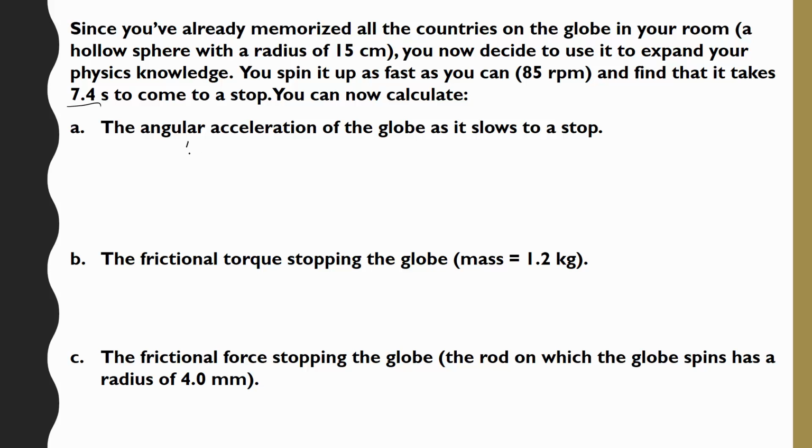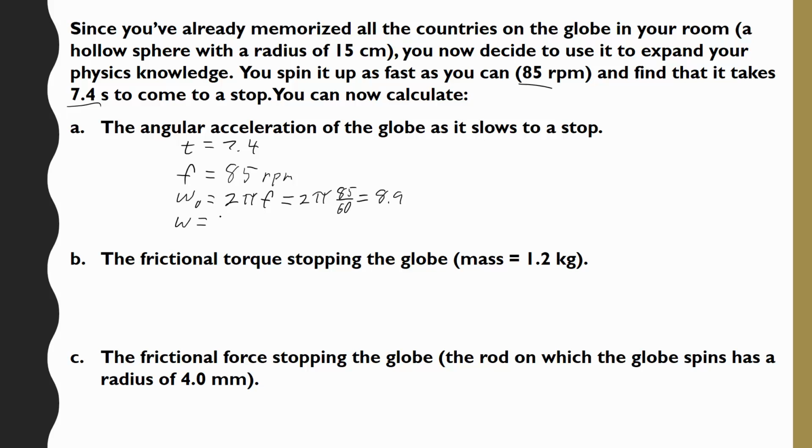We know the time here is 7.4 seconds. We've got this 85 RPM. Now that is not our rotational velocity, that is our frequency. So we're going to use that to convert to our initial rotational velocity. Remember, the relationship is 2 pi times the frequency. So we can do 2 pi times 85. Now that 85 was revolutions per minute, and we want to convert to radians per second. So we're also going to divide that by 60 to convert minutes to seconds. This gives us about 8.9 radians per second.